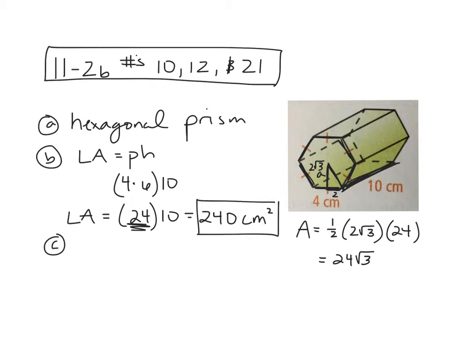Part C asks for the sum of the areas of the bases. So you just need to multiply that by 2. So that would be 48 rad 3 square centimeters would be the area of the two bases.